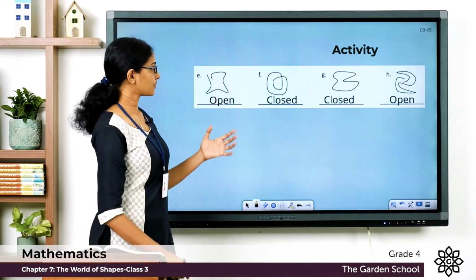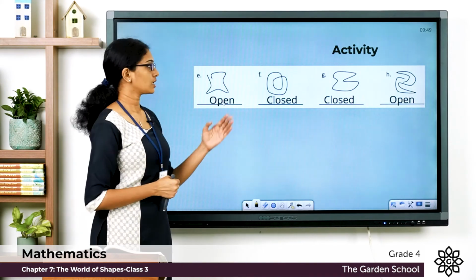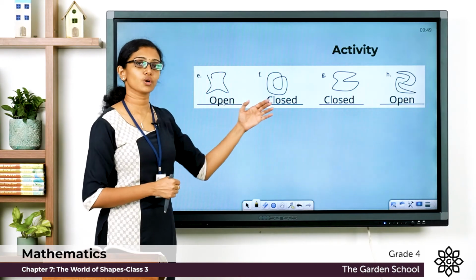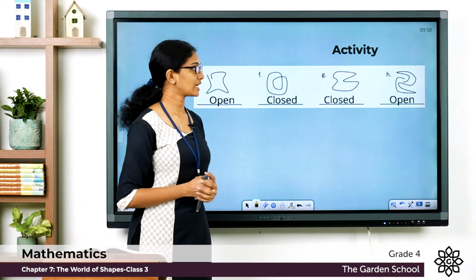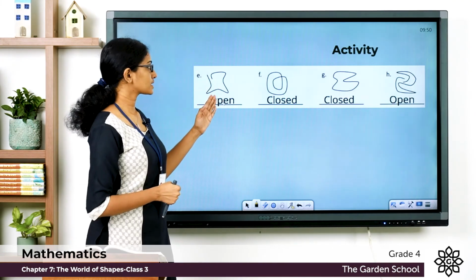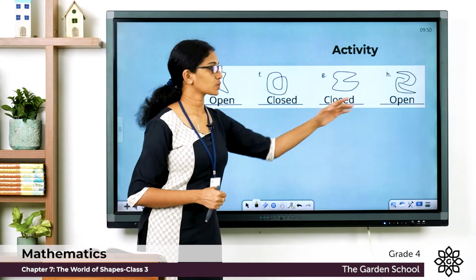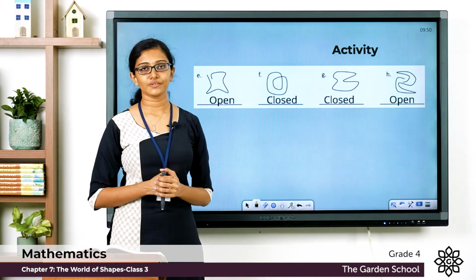Now, let's see the next set of questions. The first one, again, it is an open curve. Now, the next one, there you can see, it is a closed figure. It's a closed curve. The next one, question G, is also a closed curve. And the last one, H, is an open curve. This one is a simple curve, whereas this one is not. This one and the last one are also simple curves. Hope you are clear with the concepts of curves now.